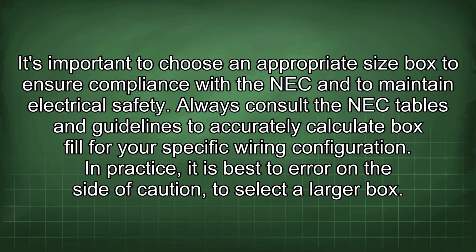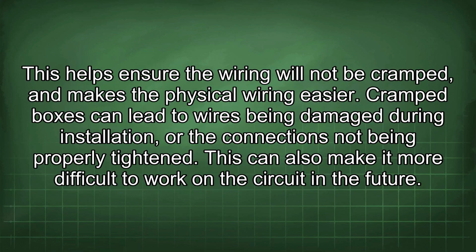It's important to choose an appropriate size box to ensure compliance with the NEC and to maintain electrical safety. Always consult the NEC tables and guidelines to accurately calculate box fill for your specific wiring configuration. In practice, it is best to err on the side of caution and select a larger box. This helps ensure the wiring will not be cramped and makes the physical wiring easier. Cramped boxes can lead to wires being damaged during installation or the connections not being properly tightened. This can also make it more difficult to work on the circuit in the future.